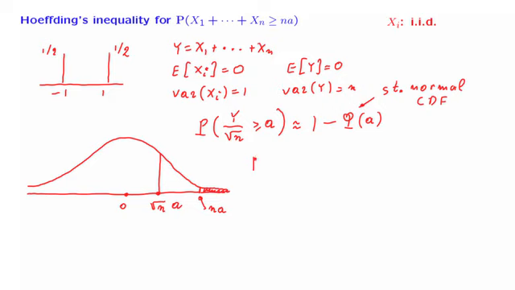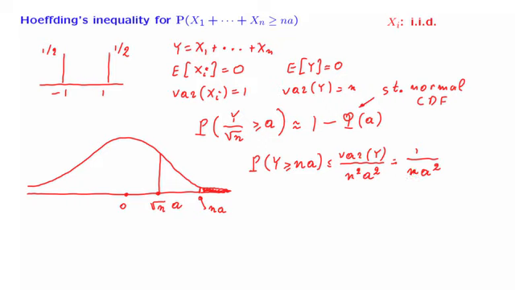Well, we have Chebyshev's inequality, and Chebyshev's inequality tells us that the probability of y being larger than a certain number is less than or equal to the variance of y divided by the square of that number. And in this case, since the variance is n, this is 1 over n a squared. So Chebyshev's inequality tells us that this probability goes to 0, and it goes to 0 at least as fast as 1 over n goes to 0.